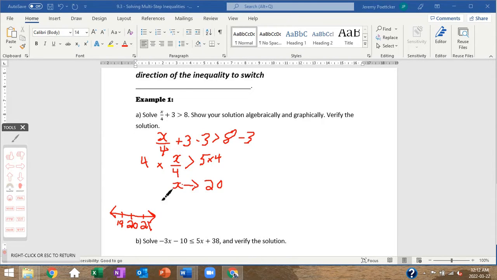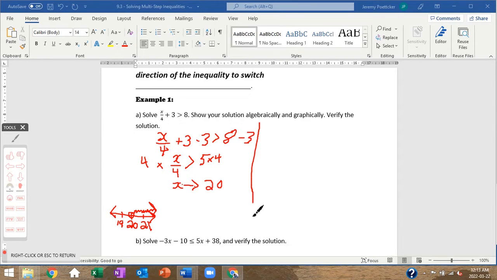And there we go, right? So here we go. It's a greater than sign, not a greater than or equal to, so it's going to be a hollow circle. And shade across the top, showing that from 20, not including 20, but from 20 and bigger, all values of x, if I've done this correctly, should satisfy this inequality.